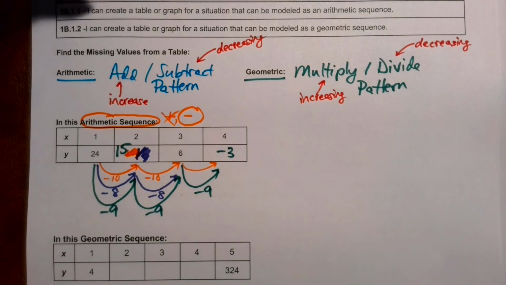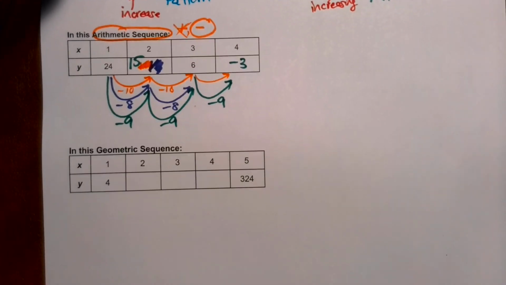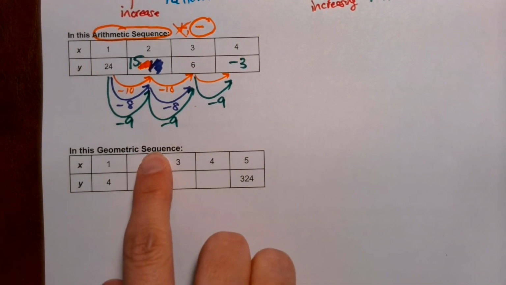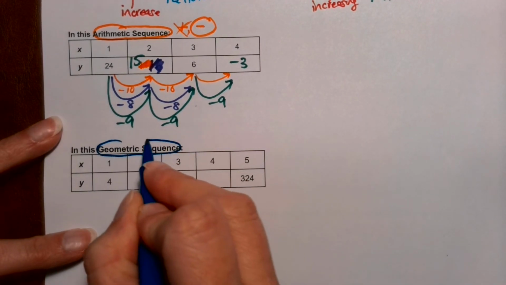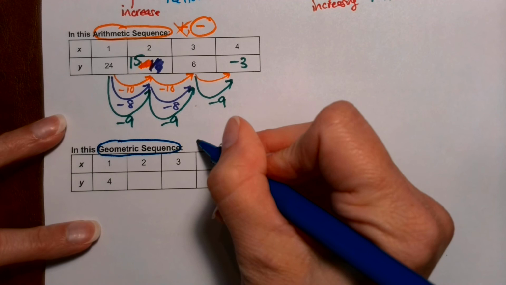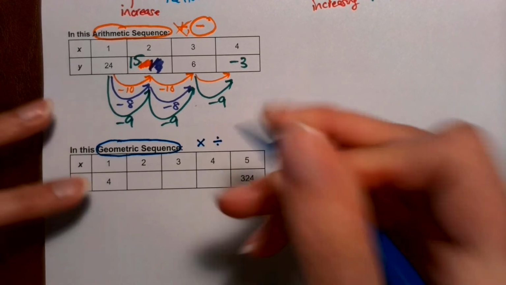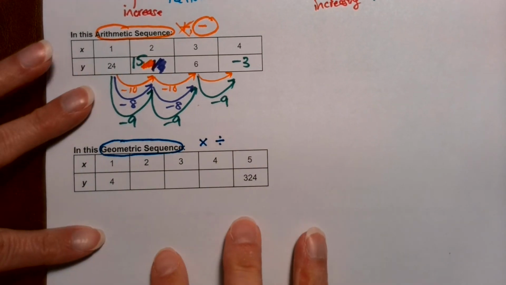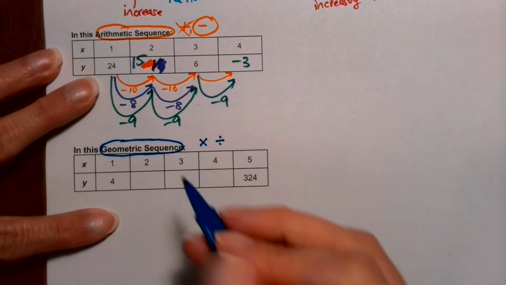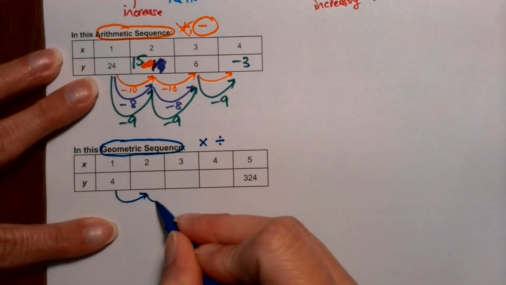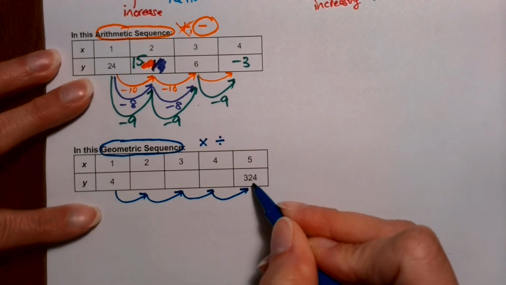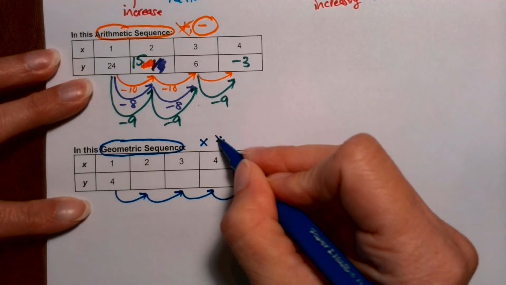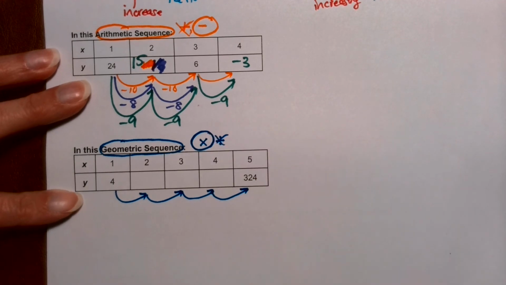Okay, let's take a look at the next one. In this geometric sequence, I have to circle the word geometric right away. That tells me, that's a clue, it's either a multiply or a divide pattern. Now let's go study and see if the numbers are getting bigger or smaller. 4 something something 324, that's definitely growing, so this is going to be a multiply pattern.